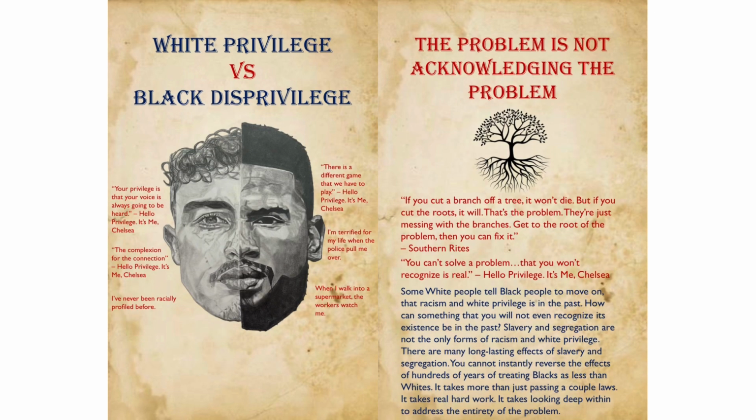For the first page here, I just kind of wanted to show the examples of kind of like white privilege versus black disprivilege. And I drew this piece as a new piece that I had to draw for this project. And I used half a face of a black man's face and then half the face of a white man's face. And I kind of combined them together.